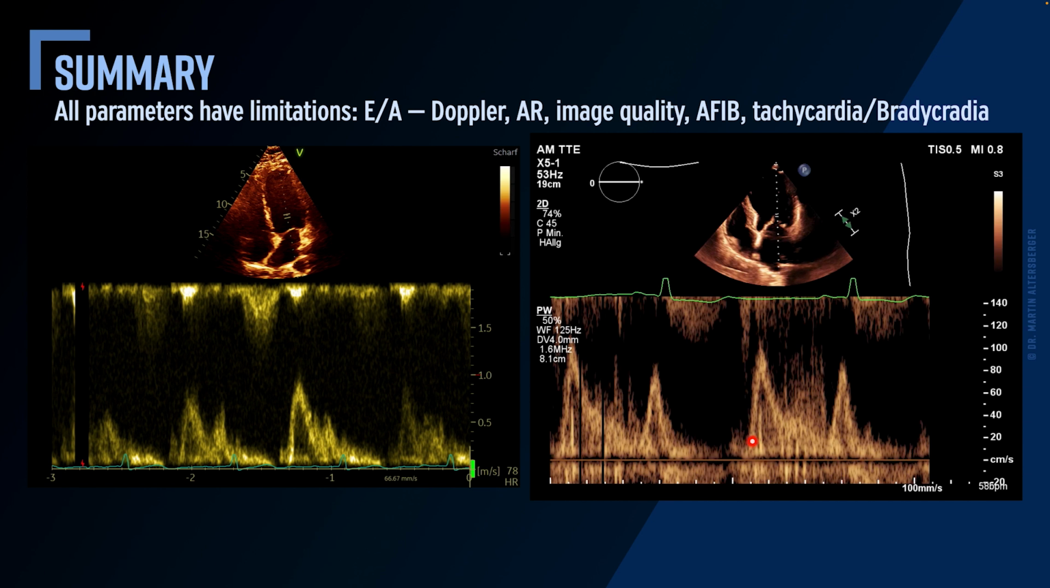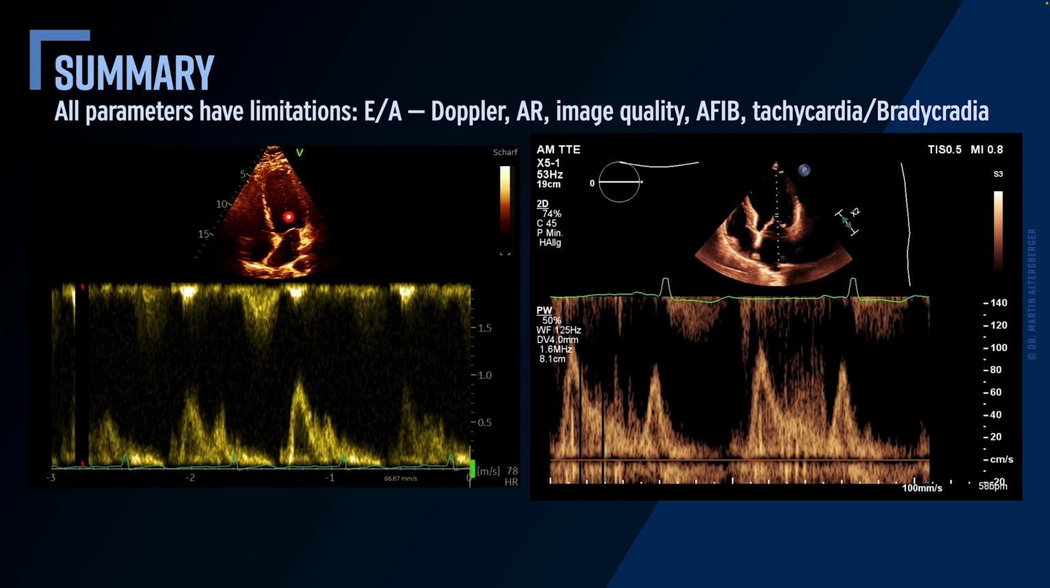We have an E wave. Here we have the phase of diastasis and the A wave. The same is seen here, so an E and an A wave. We also see here already a problem, a limitation. Here we have aortic regurgitation. So the signal of AR is blocking our view, so to speak, to see the pulsed wave Doppler signal.